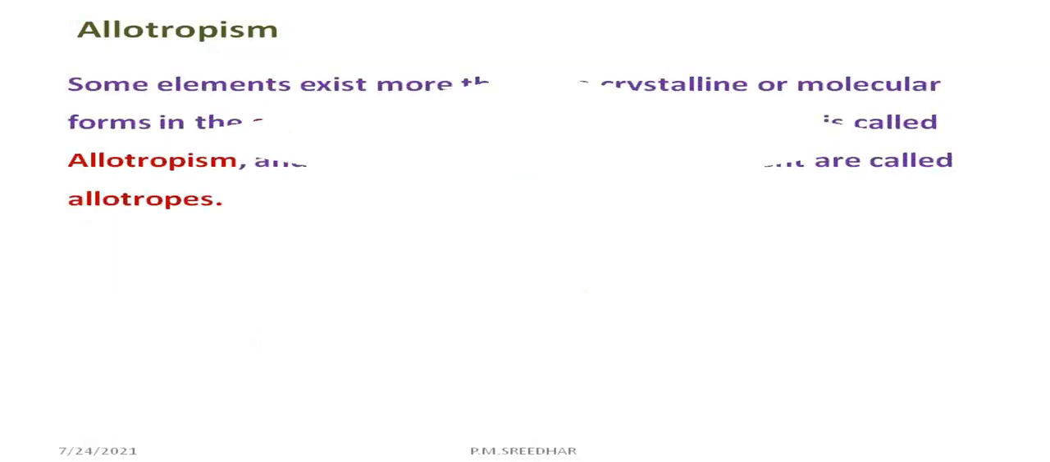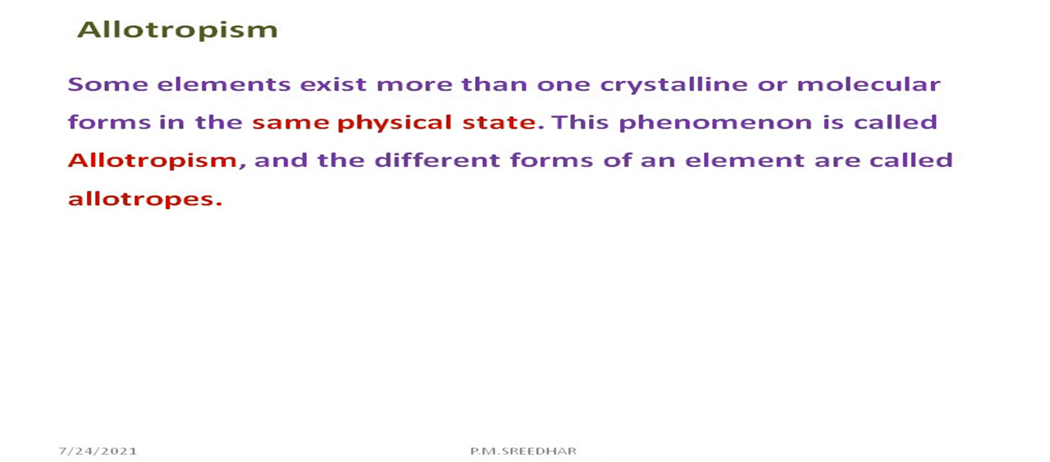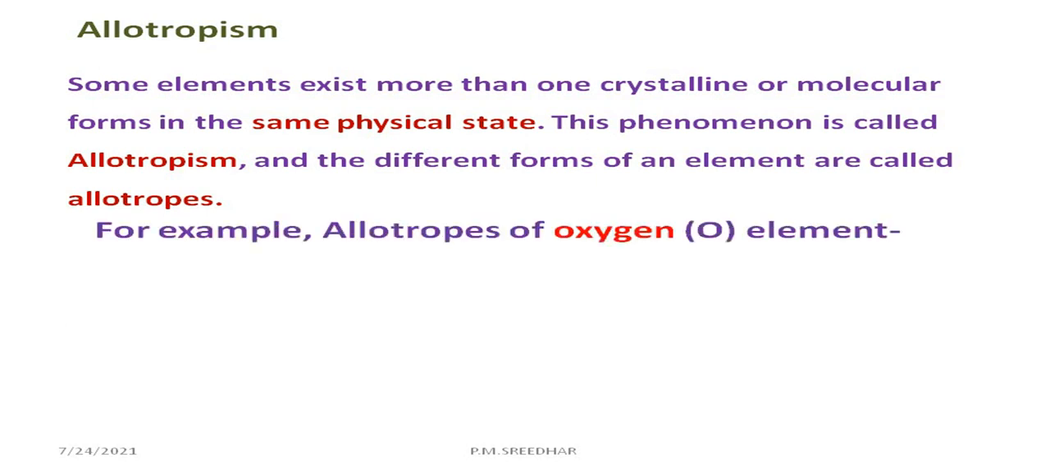Allotropism. What is allotropism? Some elements exist in more than one crystalline or molecular form in the same physical state. This phenomenon is called allotropism, and the different forms of an element are called allotropes. This definition can be understood by seeing an example.